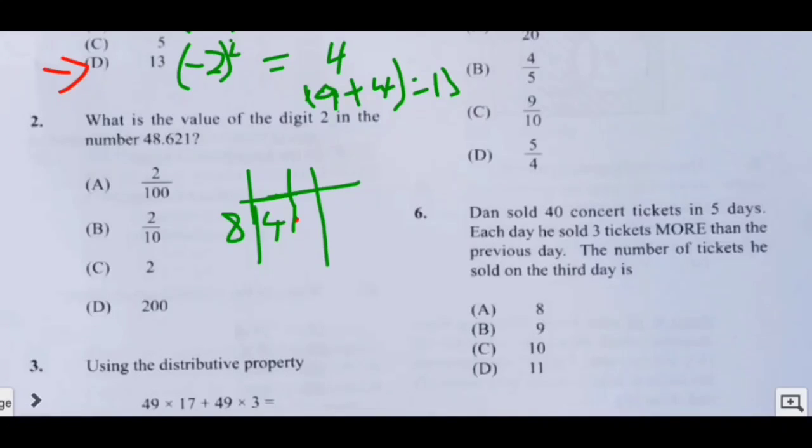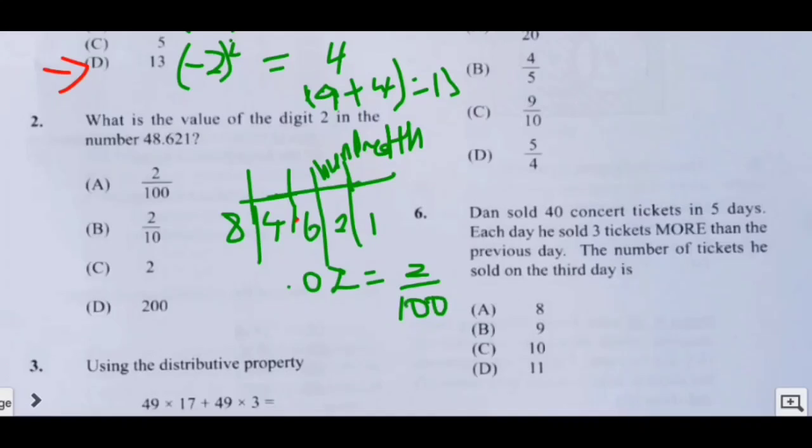and then we have 6, 2, 1, and we've been asked to find the value of the digit 2, which means it's going to be in the hundredth column. And that means, if we're going to write that in decimal, it means it's 0.02, and that is the same in fraction form as 2 over 100, which gives our answer as A.